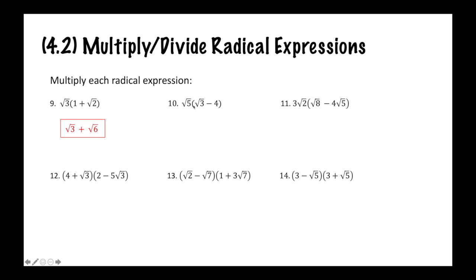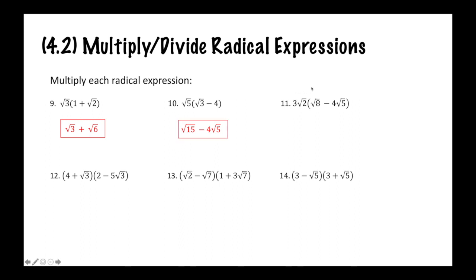For number 10, as I distribute this root 5 in, I end up getting the square root of 15 minus, and then again, remember, this is an outside number 1 times this outside number of negative 4. 1 times negative 4 is negative 4. Root 5 had nothing to multiply with over here, so we just leave that as root 5. If I could break them down, I would. If I could combine them, I would. But neither of those are going to be options in this case.